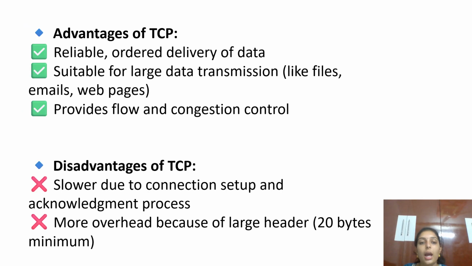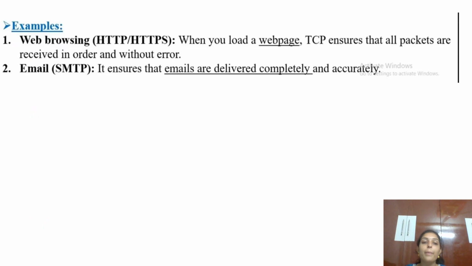Advantages of TCP. I have already told you that it is reliable and it receives the data in an ordered way, so it is also ordered delivery of data. Next, it is suitable for large data transmission, where we can send large data, and it provides flow and congestion control. Next, disadvantages of TCP: it is slower because we have a connection. Here we establish a connection, so it becomes slow. Next, large header. So these are the advantages and disadvantages. The examples are web browsing and emails. These are the best examples for TCP.